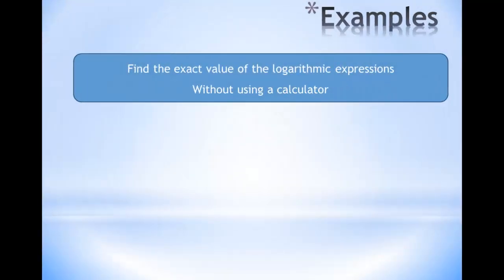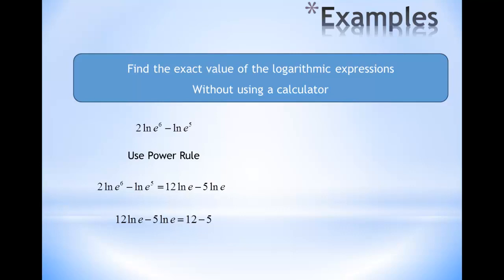Let's, again, do a little bit more practice here. If I look at this one here, I have a power. I can bring the powers down. I can write that as 12 times the ln of e minus 5 times the ln of e. We know what the ln of e is. You guys should all understand the ln of e is 1. And so we'll get 12 minus 5, or simply 7.